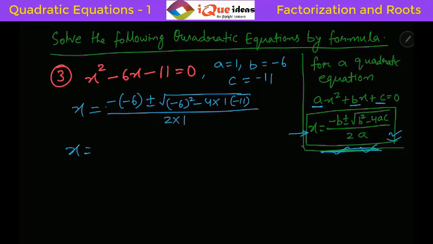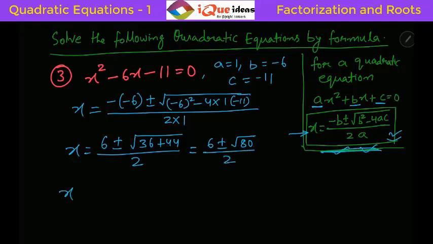So x is equal to minus of minus 6 is plus 6, plus minus square root of, now minus 6 square is 36, minus 4 into 1 into minus 11, that is plus 44. Alright, divide by 1 into 2 is 2. So this gives us 6 plus minus 36 plus 44 is equal to 80. So it is square root of 80 divided by 2.